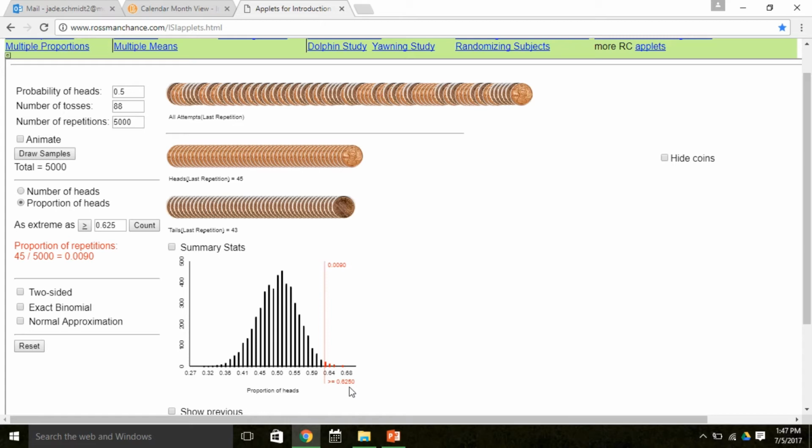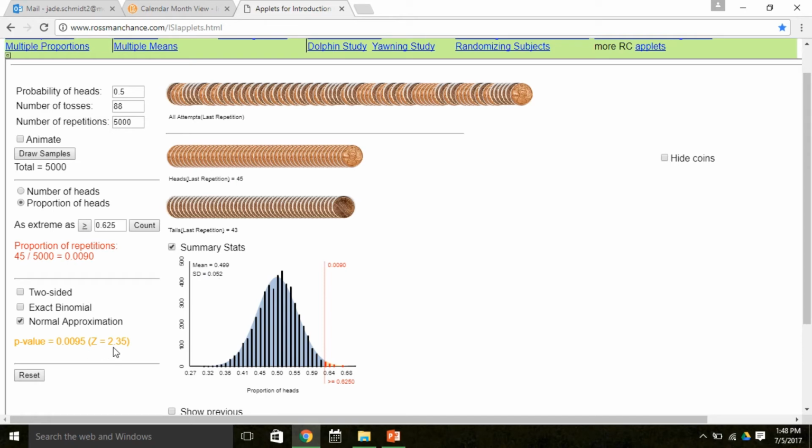That's the simulation approach that we've been doing so far in the class. What if I wanted to use the theoretical approach? Well, all I need to do is check the box for normal approximation. The blue distribution that appears in the background is the normal distribution for these data, centered at the null hypothesis of 0.5 with standard deviation square root of 0.5 times 1 minus 0.5 over my sample size of 88. When you do that calculation, you should get something close to 0.052.